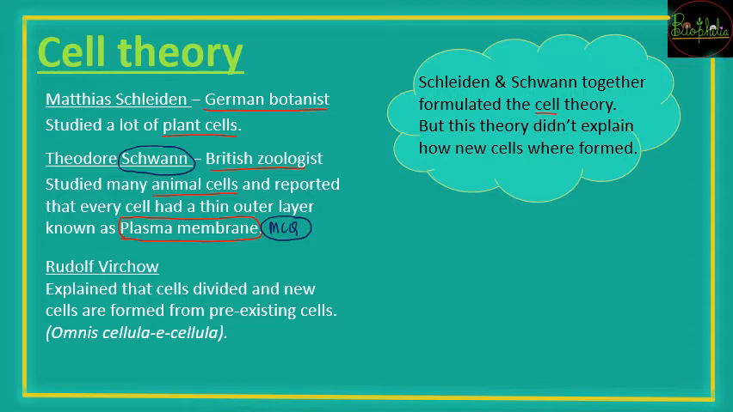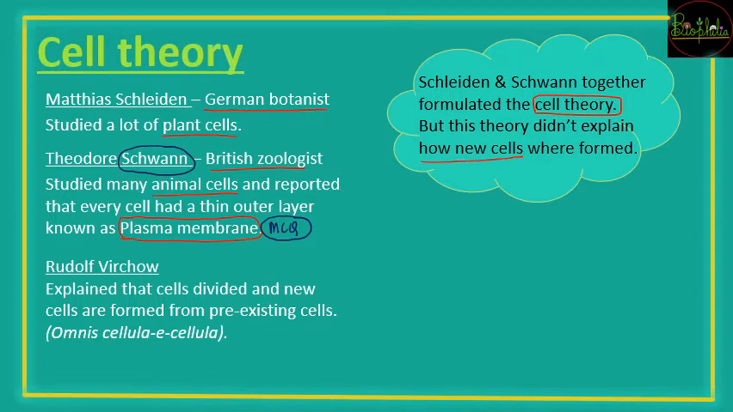So cell theory, what is the cell theory that we are going to see? What does it tell us? We are going to see. But these were the two people, that is Schleiden and Schwann, who had formulated together the cell theory. But this theory was not explaining how the new cells were formed.